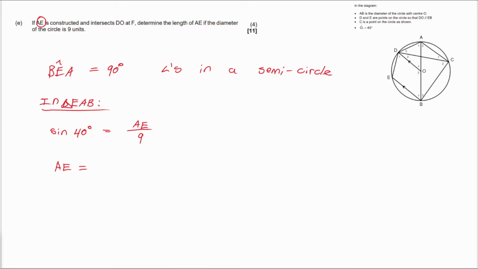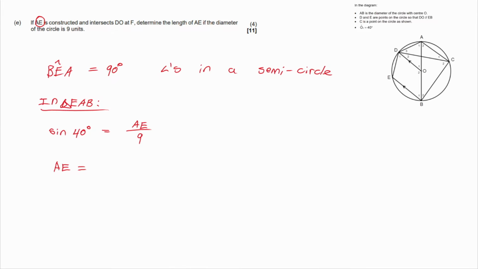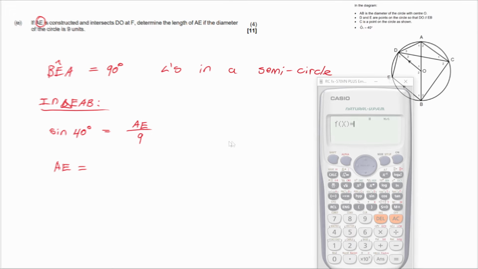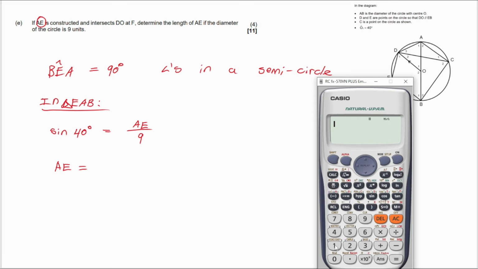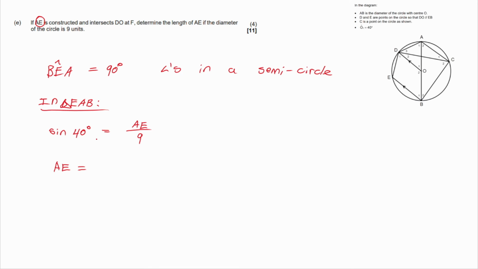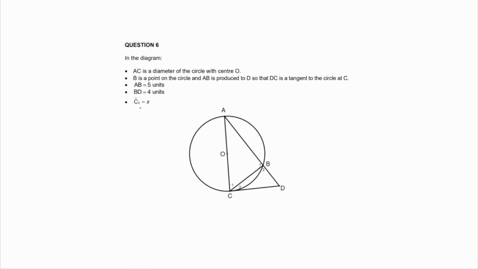So I will show that on the calculator. Here we go. So we have 9 times sine 40, and that gives me 5,8. They wanted one decimal place, so AE is equal to 5,8 units. Not too bad. I hope question 5 was not too bad for you guys. Moving over to question 6.